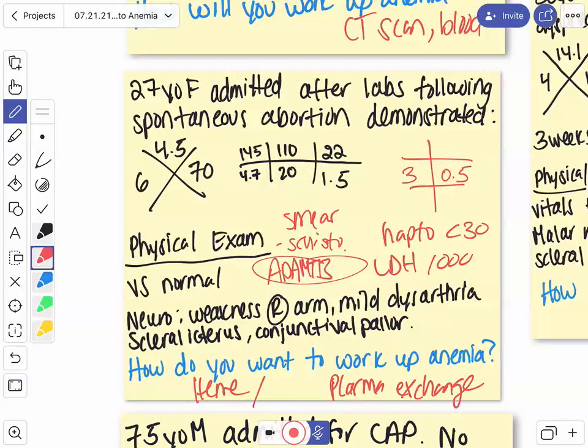possible diagnosis. Is there any, when this set in, when she started getting weak and dysarthric? Do we know when it started? Just before she came to the hospital. Like in the last hour or two? Yeah.